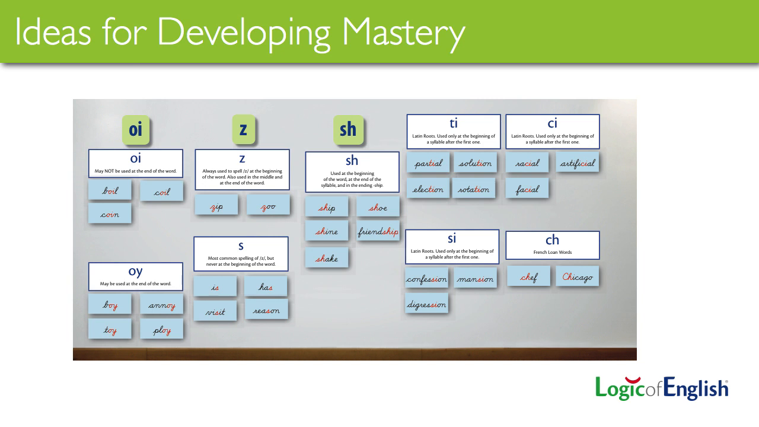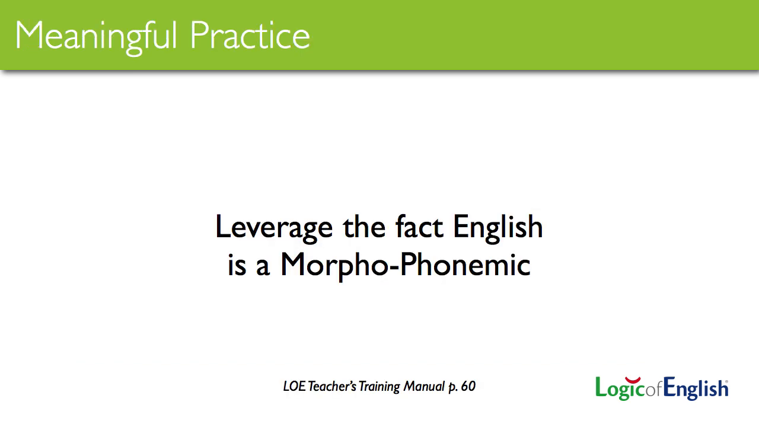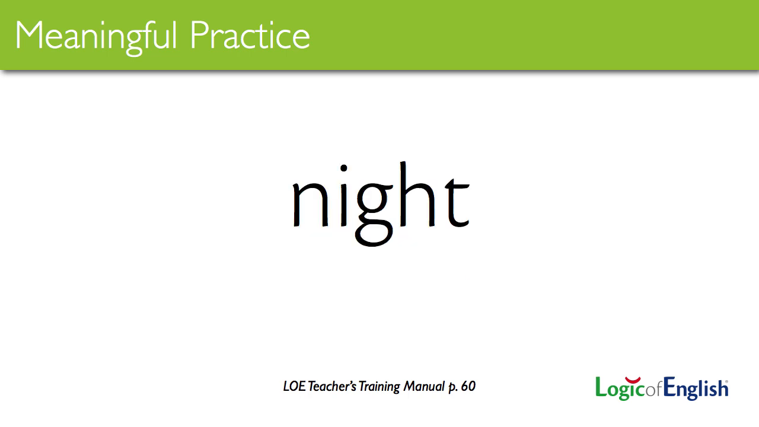So you can also, for meaningful practice, leverage the fact that English is a morphophonemic language. What if you have kids who keep spelling night, N-I-T-E? Happens, right? Well, you could make them write it 50 times, hope it sticks. Or you can say, let's see, what are some compound words with night in it? What do you guys think? Midnight. Good night. Fortnight. Nightlight.